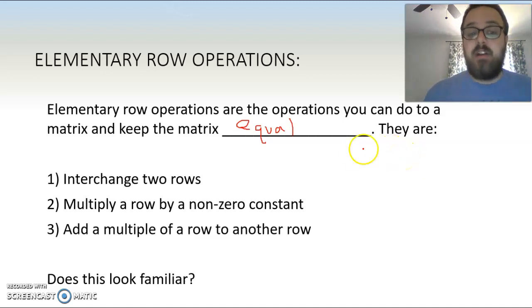Here are the things that you're allowed to do. You can interchange 2 rows. You can flip 2 rows of your matrix around. You can multiply a row by a non-zero constant. You can multiply by 2, 3, 4, 5, whatever. And you can add a multiple of a row to another row. That should look very familiar.